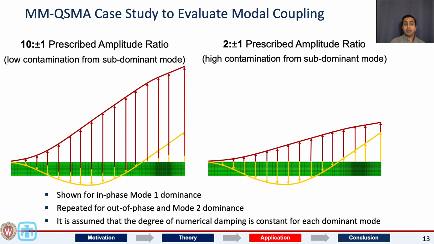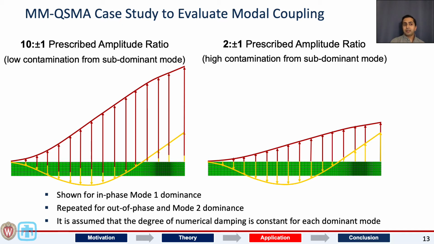Now that we have a baseline for a single mode excitation, we will run multi-mode QSMA as well as multi-mode dynamic case studies, one being a 10:1 prescribed amplitude ratio, and the other being a 2:1 prescribed amplitude ratio. The 10:1 ratio is where the dominant mode, in this case mode 1 shown in red, is excited 10 times as much as the amplitude of our subdominant mode, mode 2 shown in yellow. The 2:1 ratio similarly is where now mode 1 is excited twice as much as our subdominant mode, mode 2.